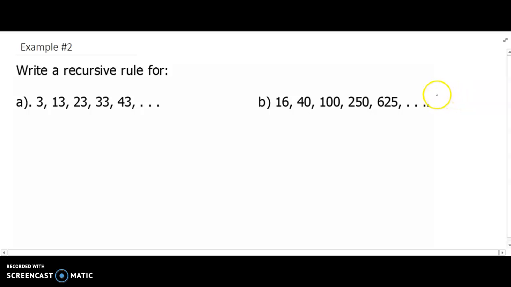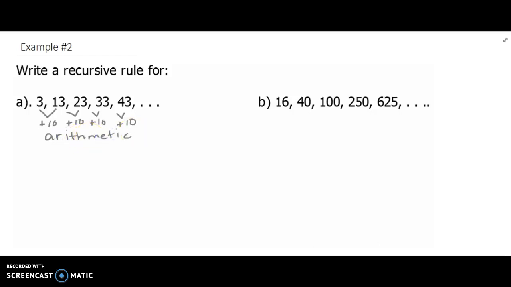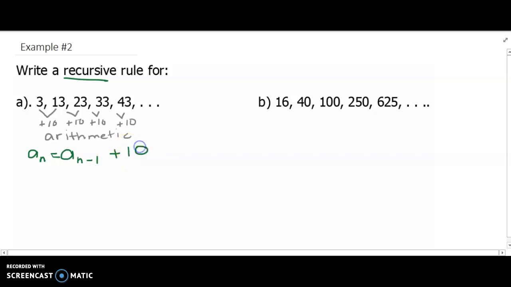All right, so let's look at example 2. Here we have plus 10. Here we have plus 10. Plus 10, plus 10. So we can immediately see that this is an arithmetic sequence. We're adding the same thing each time. Now to make it a recursive sequence, which is what we want, a sub n is going to equal, and I'm just going to pull straight from this, our previous term plus 10.